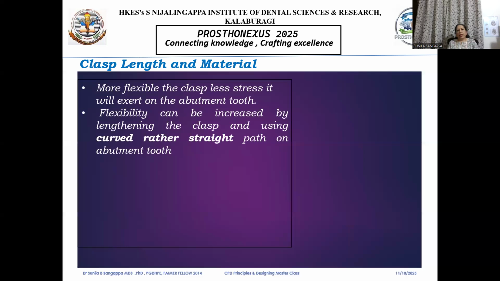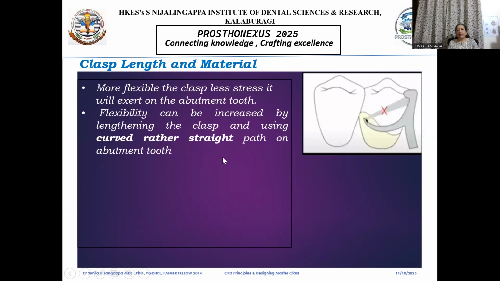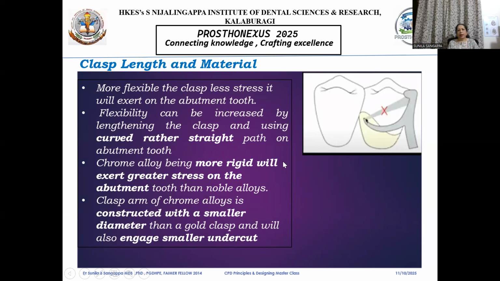Next, moving on to clasp length and material. More flexibility is obtained when the length of the clasp increases. So instead of having a straight contour of the clasp, we can always have it curved to increase the flexibility and reduce the stress on the abutment. Next, coming to the clasp material.